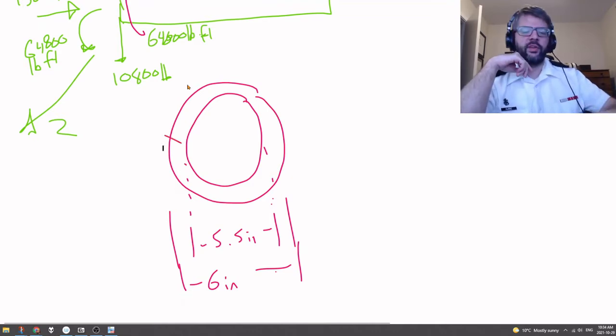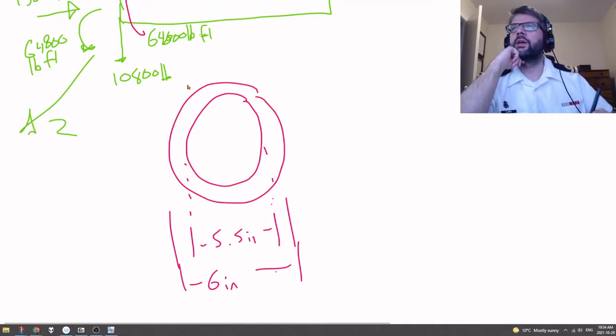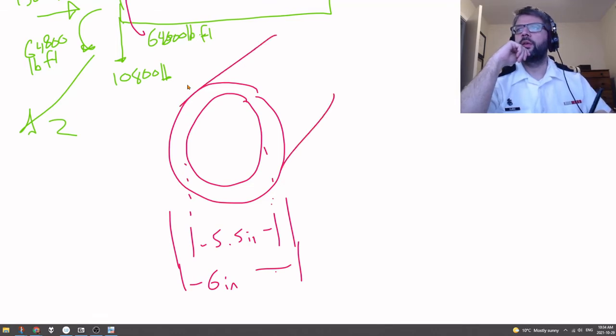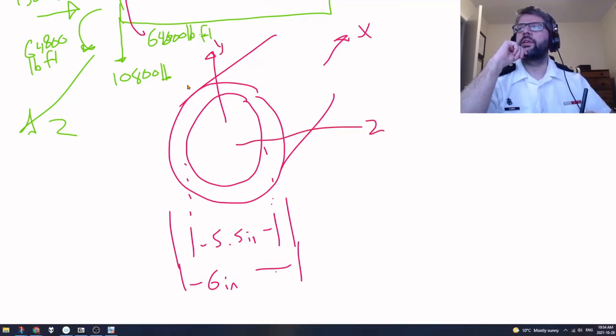So if we want to represent these moments, again, here we're looking at this face. If we're looking at it this way, that's the x direction. This can be our y direction. This will be our z direction.